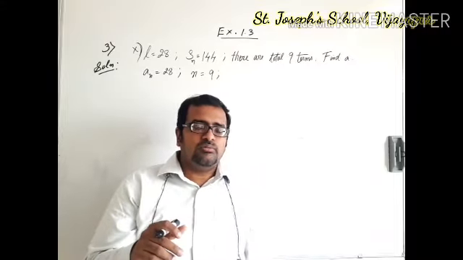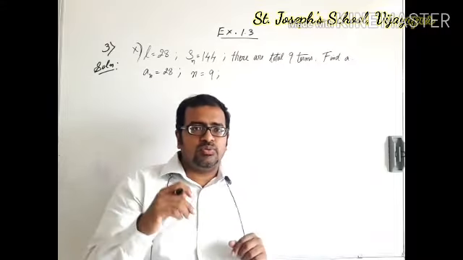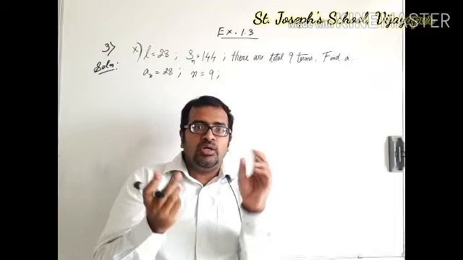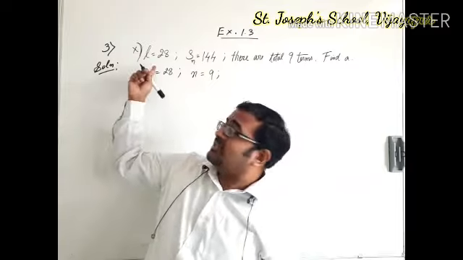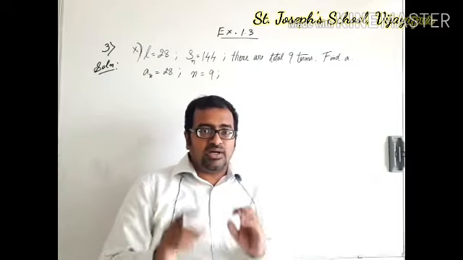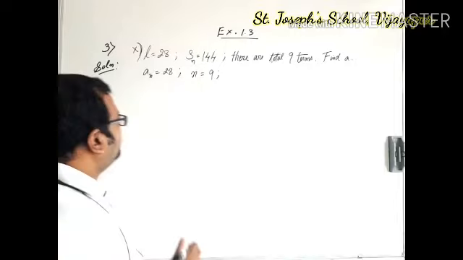S_n is equal to, S_n 144 is equal to n by 2, which is 9 by 2 into a plus a_n. a we don't know. a_n, however, we know that L is nothing but the last term. So here a is the only unknown, the unknown variable. So we will go by that formula.